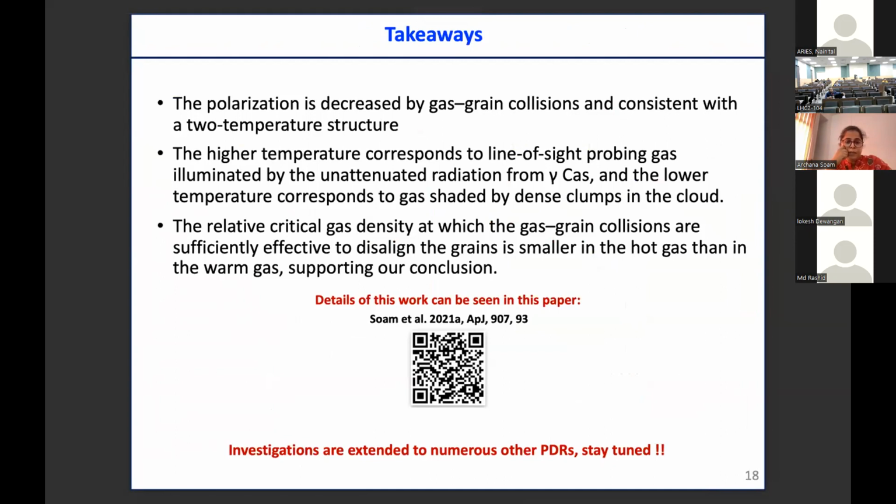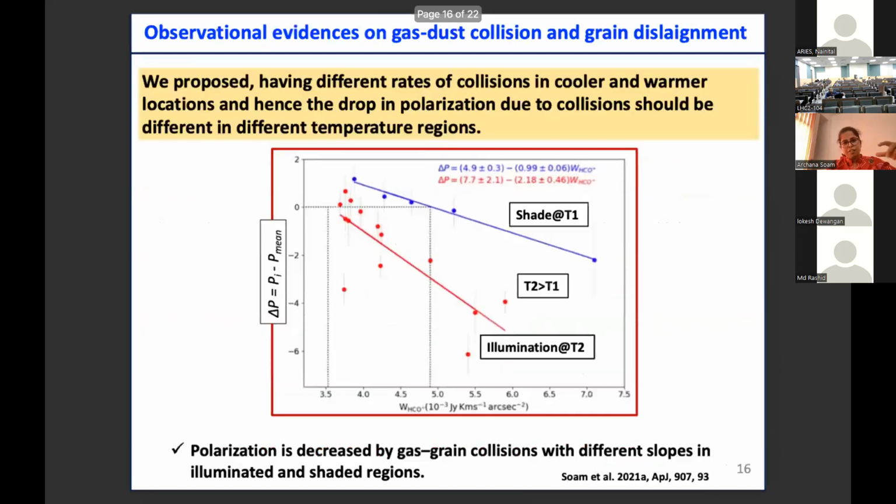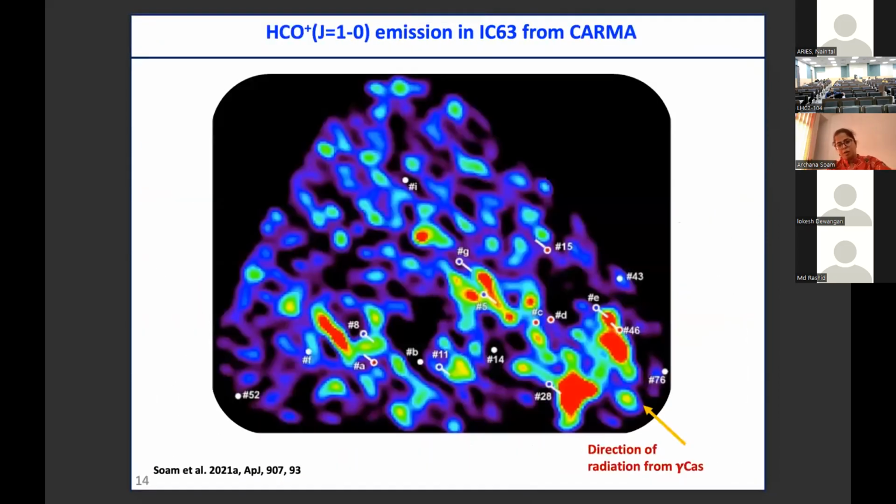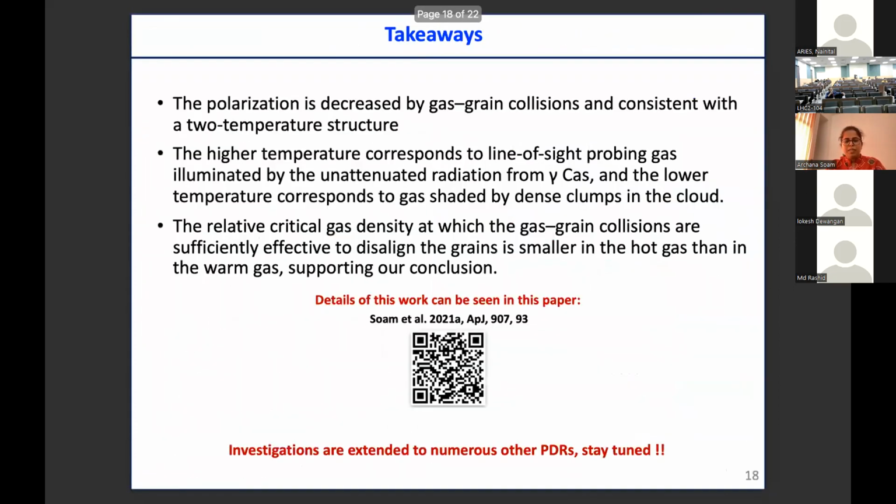Another point is that higher temperature corresponds to the lines of sight which are directly hit by the radiation from the high energy source, and the lower temperature population corresponds to the lines of sight which are in the shade of the clumps. So this was just one test on one PDR, but the details of this work and all the calculations and equations can be seen in our paper published in 2021. And this is the barcode you can scan for that.